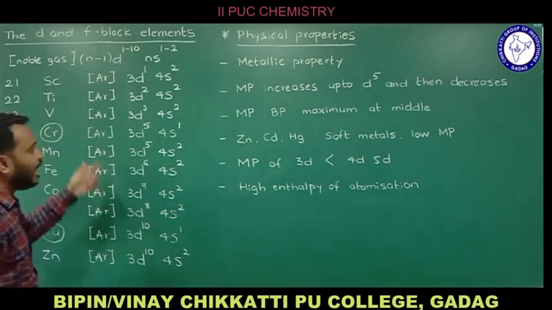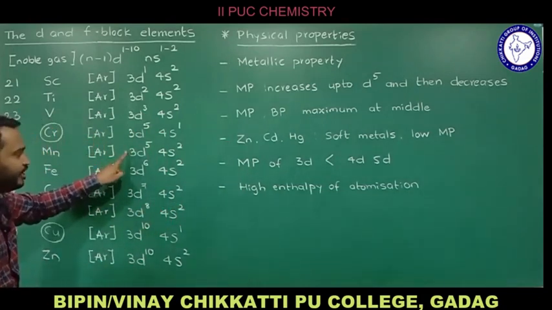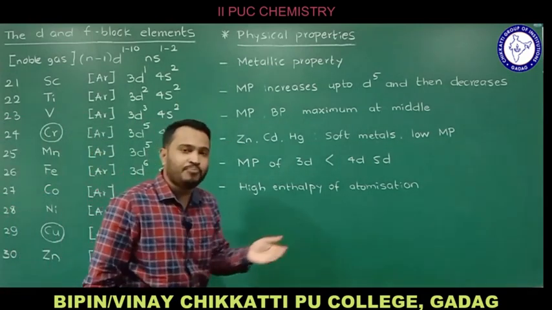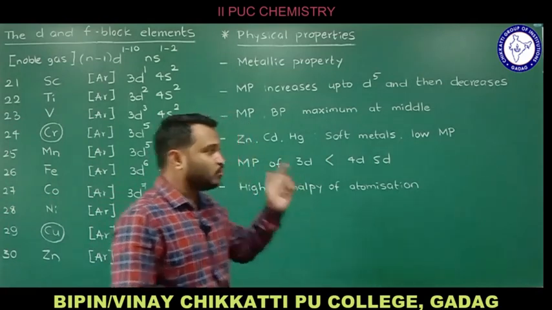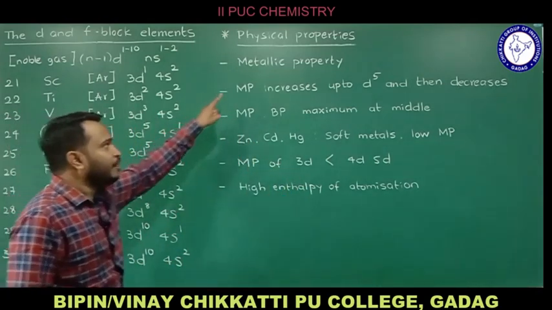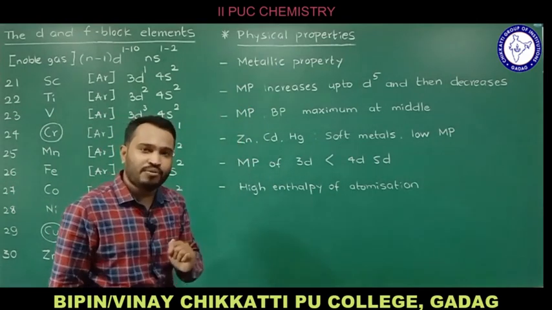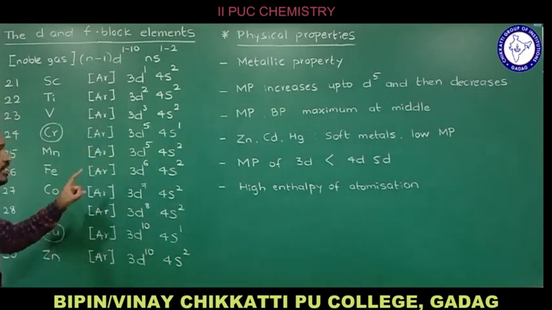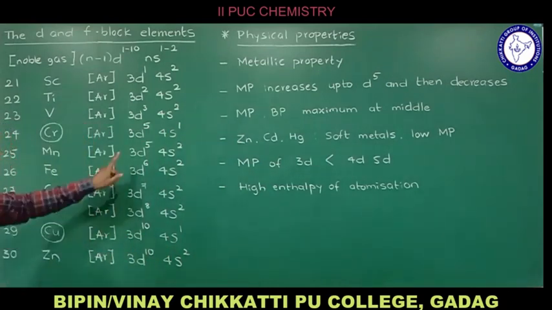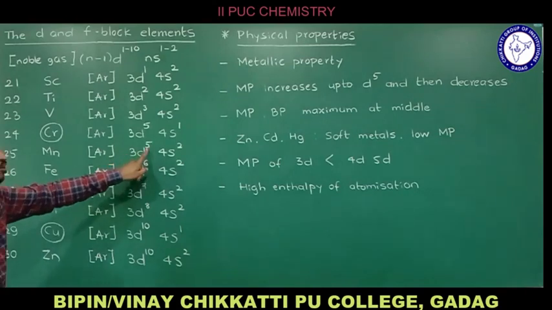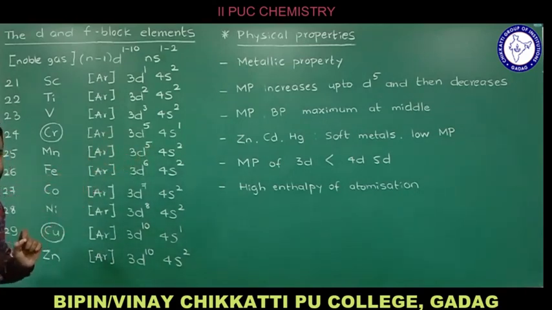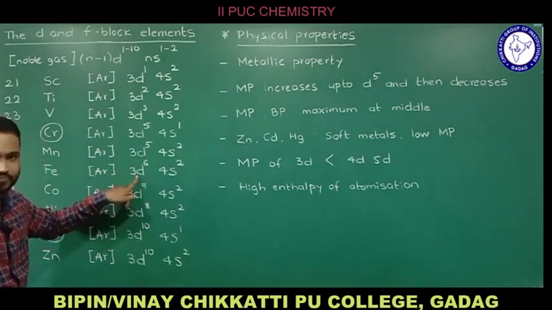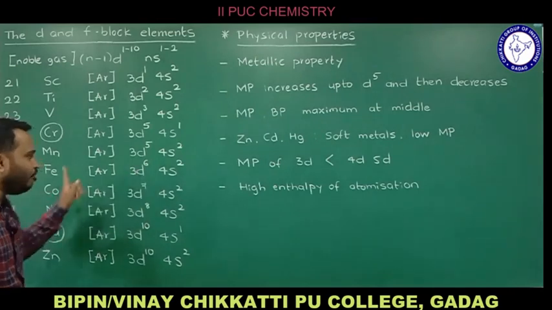Later, that is after d5 configuration, from d5 to d10, if you move along, the melting point won't increase, the melting point decreases here. And I hope you can guess why the melting point decreases. As I mentioned, melting point depends on the metallic bond. The metallic bond depends on the number of unpaired electrons. So now we'll check the number of unpaired electrons. Up to manganese, that is d5 configuration, we know that we have 5 unpaired electrons. And now I hope you can guess how many unpaired electrons we have in 3d6. In d6, how many unpaired electrons do we have?